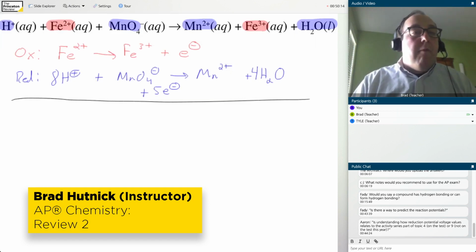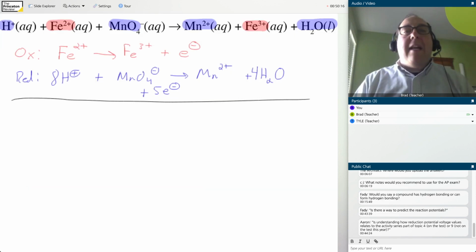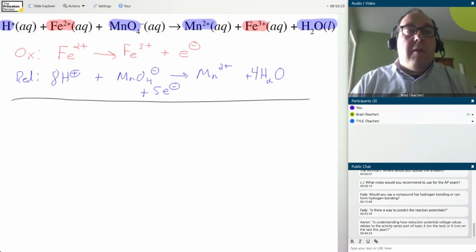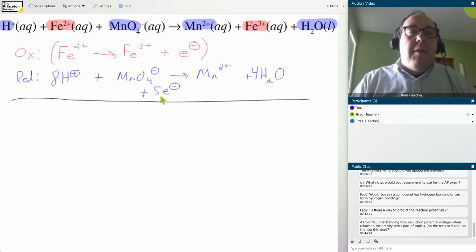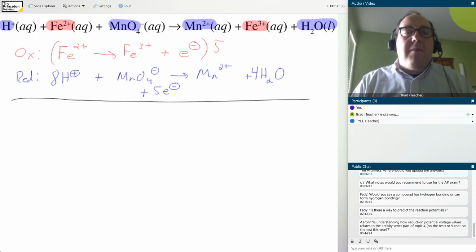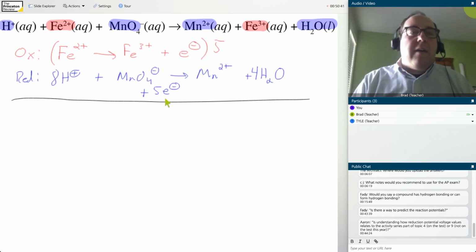So we're going to write that balanced net ionic equation just by adding these top 2 equations together. But before we do that, we need to make sure that the electrons balance as well. In my oxidation reaction, each iron atom is only losing 1 electron, but in my reduction reaction, 5 electrons are being gained. What that means is my oxidation reaction has to happen 5 times for every time my reduction happens to make sure that the electrons balance out.